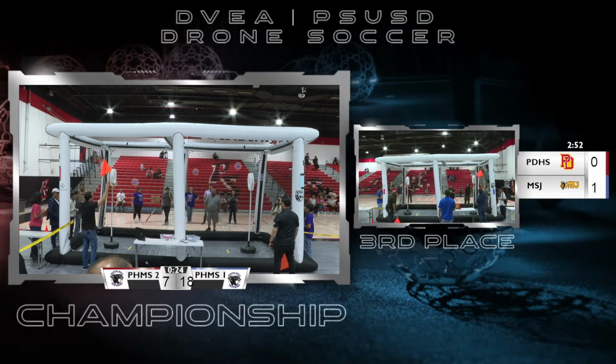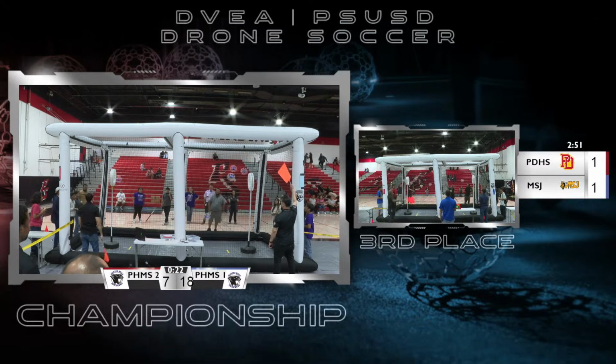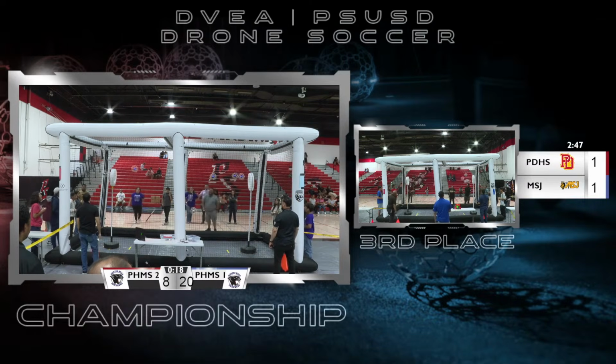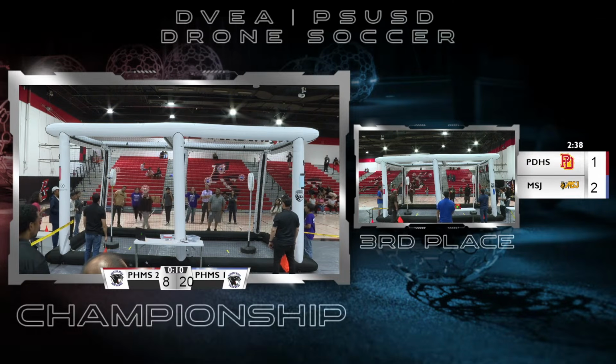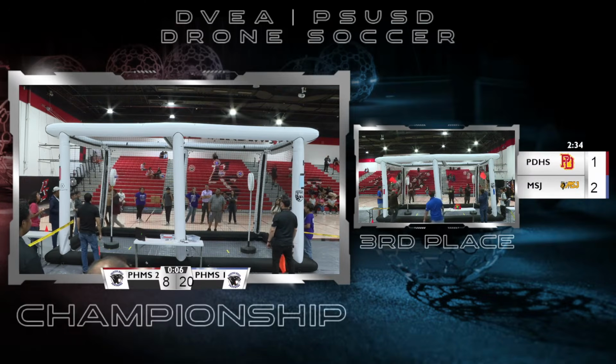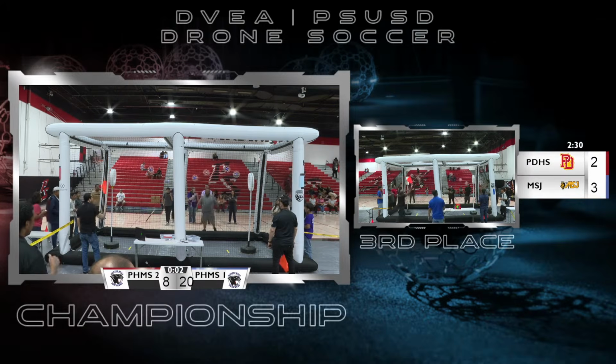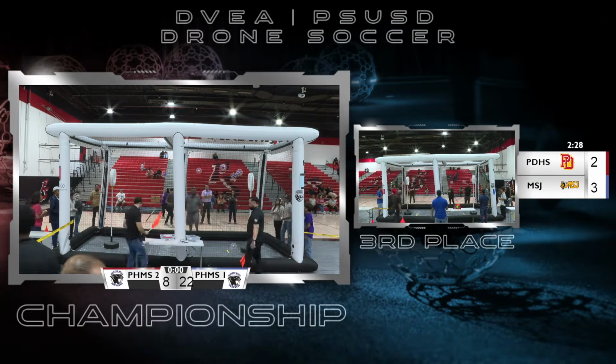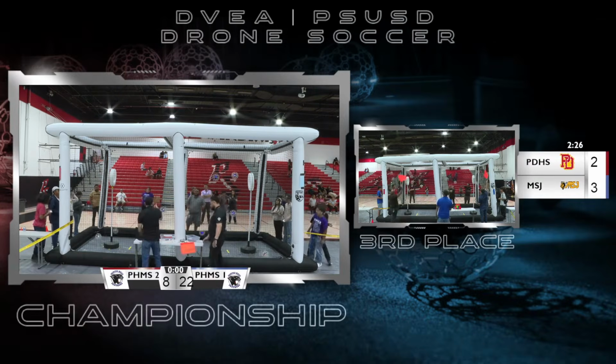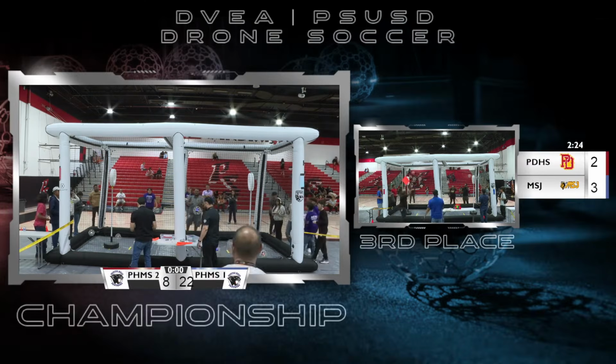I'm going to turn my eyes over here to the third place match. Palm Desert High School and Mount San Jacinto High School going up 1-2. Mount San Jacinto is up by 1 goal in the early stages of this game. Now it's tied. Looking back to Painted Hills Middle School Squad 1, dominated in that first set.